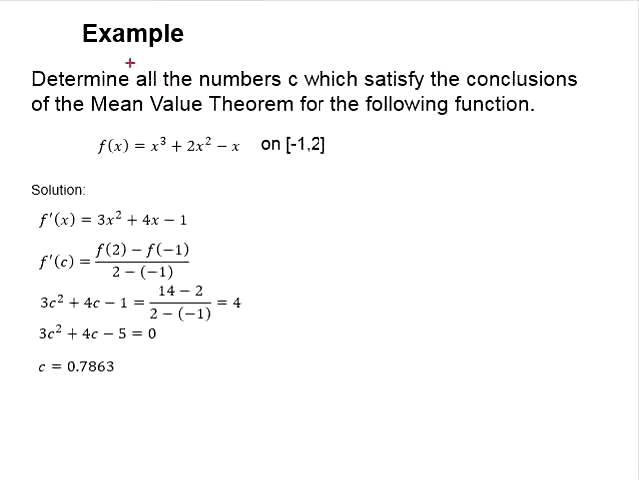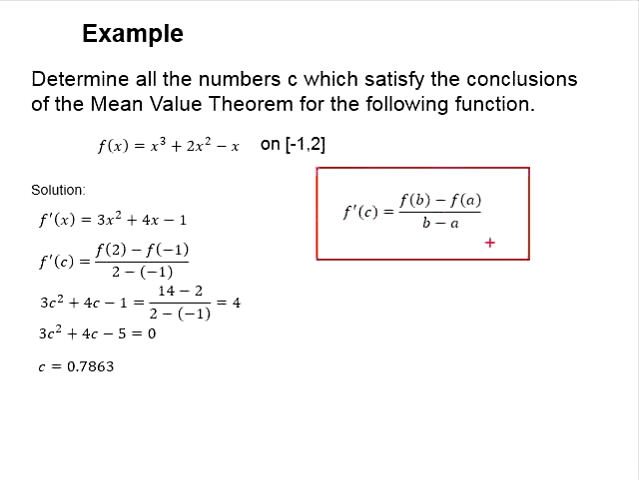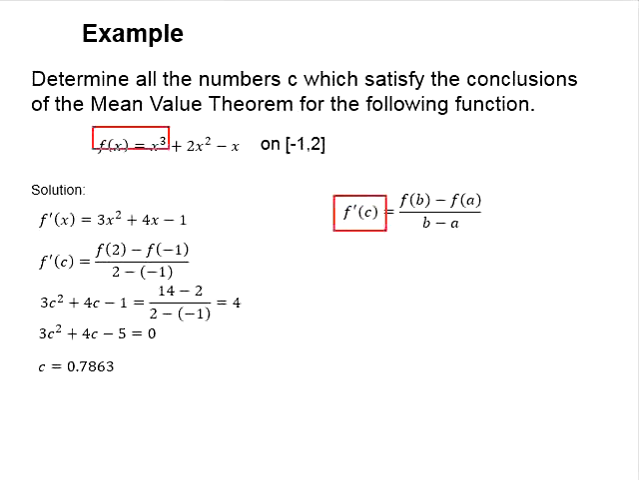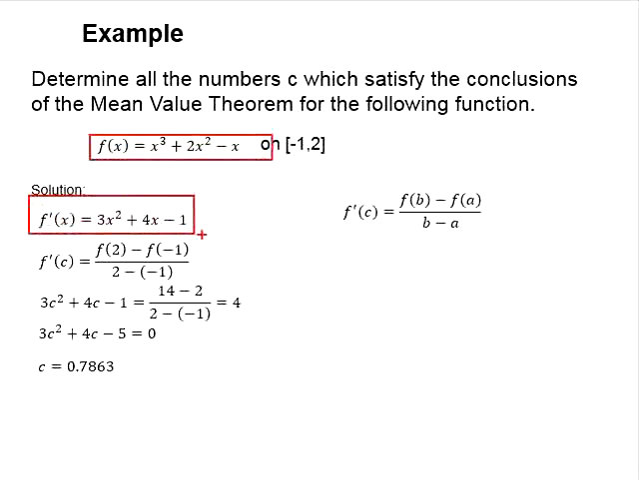This question asks us to determine the point C, which satisfies the mean value theorem of the function within the range of x from -1 to 2. To solve this, you need to use the equation from the mean value theorem. You require a differentiation of the function here. With that, you differentiate this function, and you obtain f prime x.